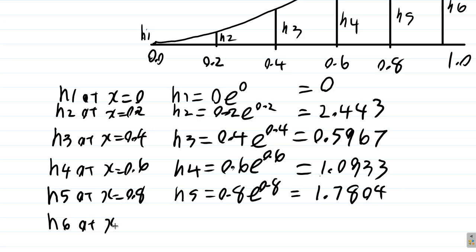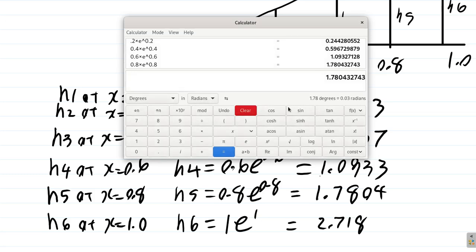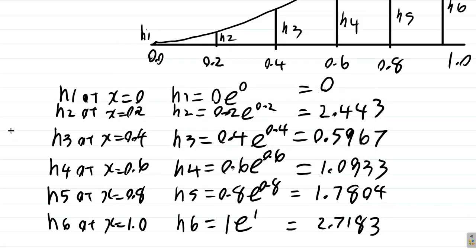And then H6 is at x equal 1.0. So what is H6? H6 is equal to 1 times e to the 1. E to the 1 is e. 1 times e is e. So it is e. E is what? 2.718. I remember that e is 2.718. You can get it by saying e to the power of 1 equals. So you get 2.718. We're using 4 decimal places already, so let's be consistent.